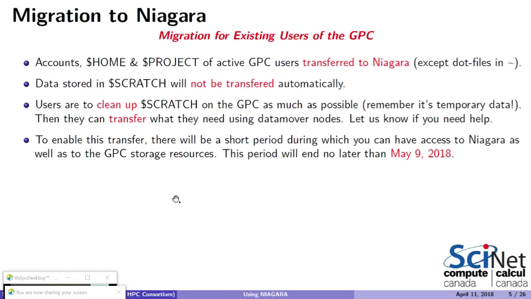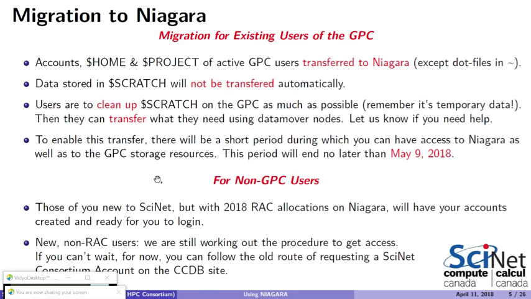Okay, so what if you weren't on the GBC? Now, most of you know about these national RAC allocation rounds, so resource allocation rounds, where every year your PI can submit a proposal for compute. If your PI, or if you're the PI, have received such a RAC for Niagara, and you would have received a message about that, your account will be ready for you.